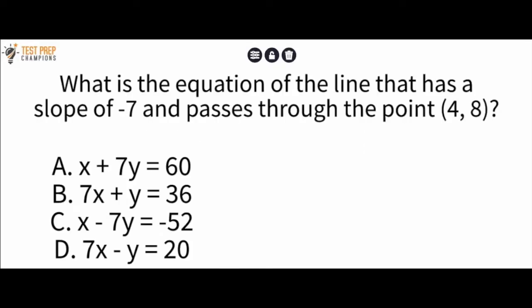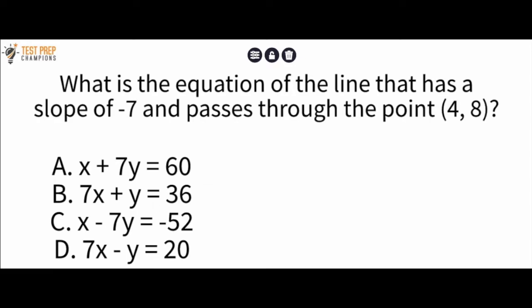Okay, so the next question says, what is the equation of the line that has a slope of -7 and passes through the point (4, 8)? A, x plus 7y equals 60. B, 7x plus y equals 36. C, x minus 7y equals -52. Or D, 7x minus y equals 20. You know the drill by now. Let's have you pause the video, try this out, and then we'll go over it.